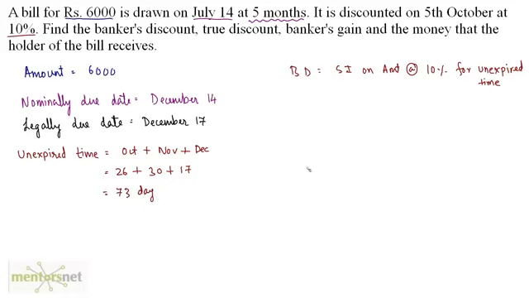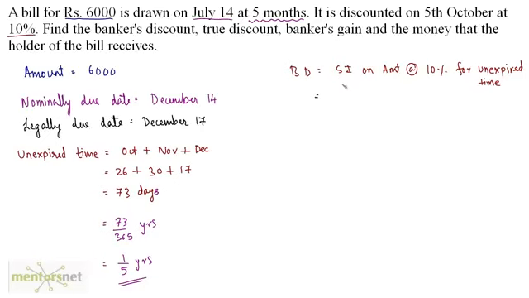Now you need to convert this into years. Okay, so 73 by 365 years, and that is actually 1 by 5 years. So we've got the time period. Now we can calculate the banker's discount, right?